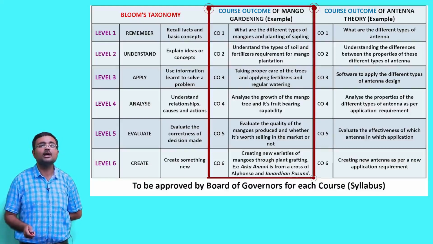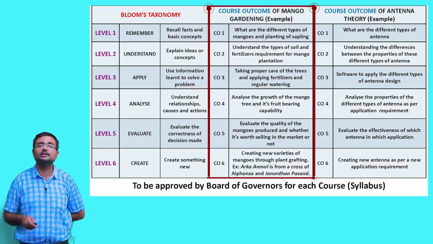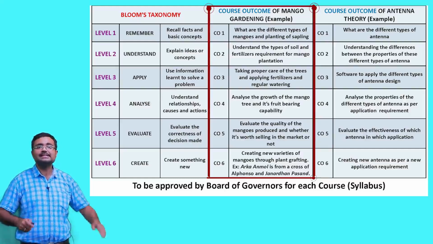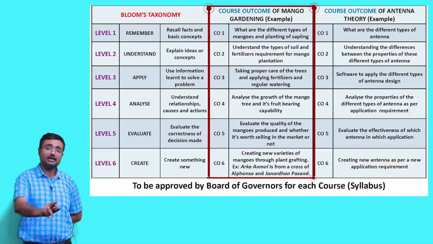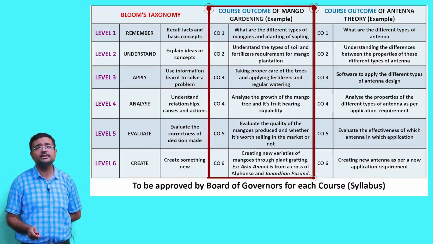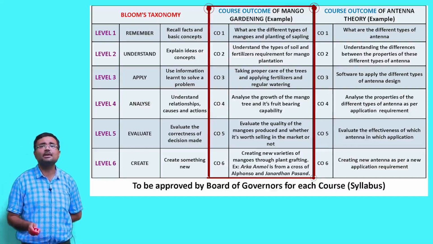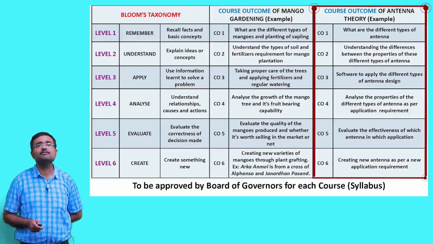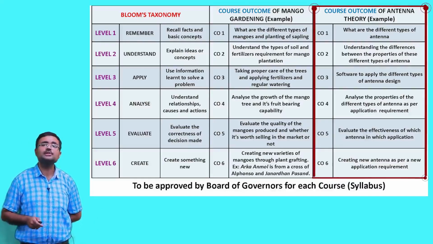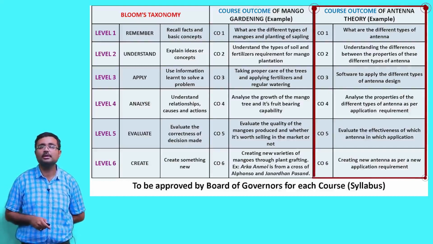Example, say Arka Anmol, it is a mango. It is made from a cross of Alfonso and Janardhan Pasand. So, this is creating something new, CO6. Similarly, now if I get into engineering, I take an example course which is antenna theory. So, in case of antenna theory, what should be the 6 course outcomes as obtained from the Bloom's taxonomy?